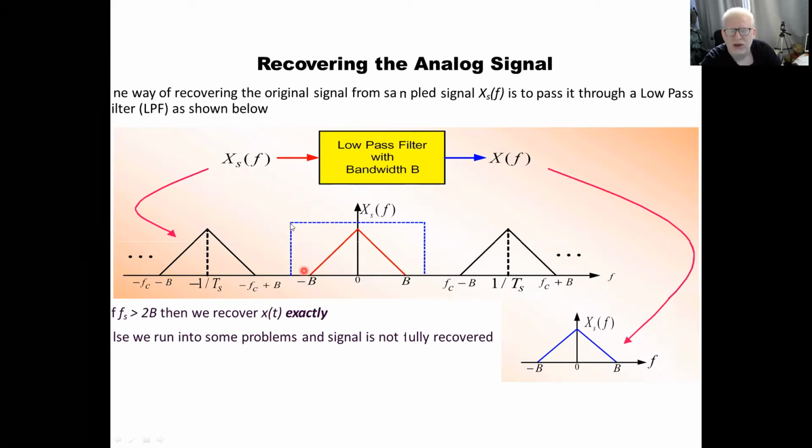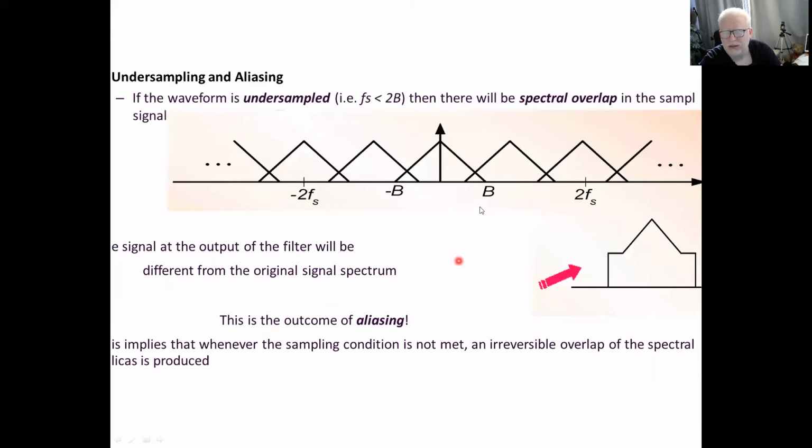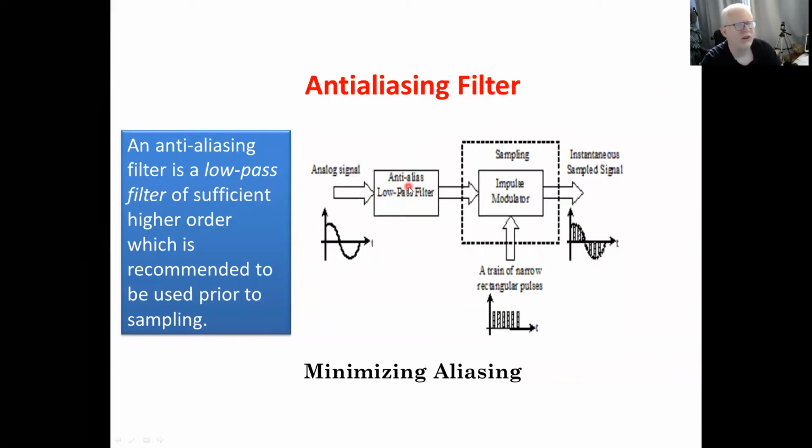So in order to recover the original signal, you have to use a low-pass filter, and then you have to maintain this baseband signal clean. So this is what's called the aliasing effect. And in order to avoid the aliasing effect, we use this anti-aliasing low-pass filter just before the sampling stage. So this is finally the sampling process.